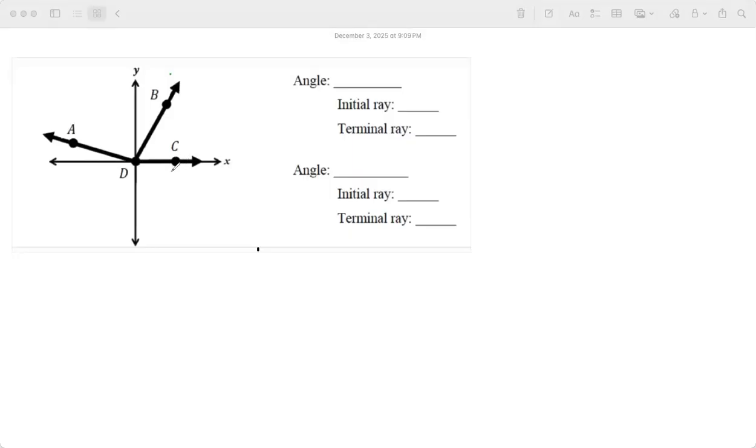I start from this, angle CDB. What is the initial ray? CD is my initial ray, DB is my terminal ray. What other angles are in here? CDA. The initial ray is again CD, but the terminal ray this time is DA. Any questions here? No. Okay.